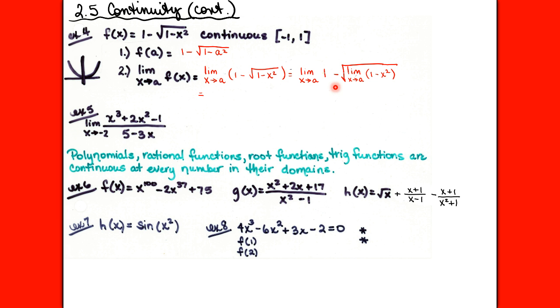The second thing I did was remember that when you have a limit of a radical, you can take the limit of what's underneath the radical first before you do your square root or cube root or fourth root. So that's the second limit law that I've applied here.